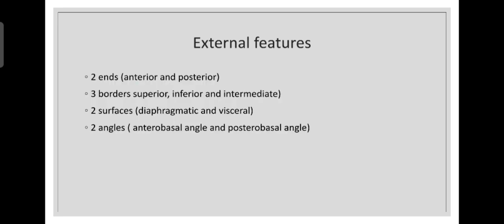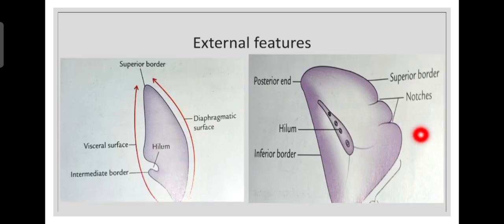Then we move on to the two angles, anterobasal and posterobasal angle. The anterobasal angle is present at the junction of the superior border with the anterior end. This is the anterobasal angle. And the posterobasal angle is the junction of the posterior end with the inferior border. This is the posterobasal angle.